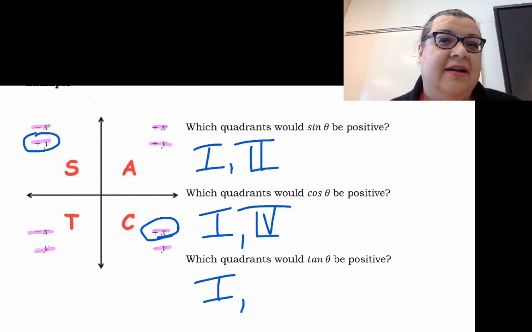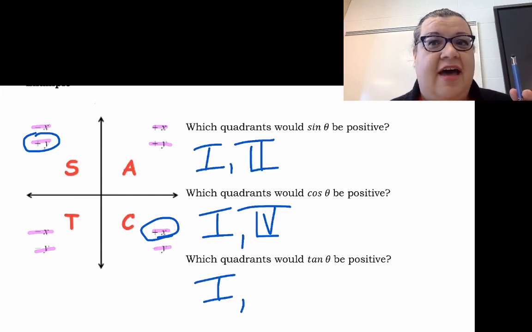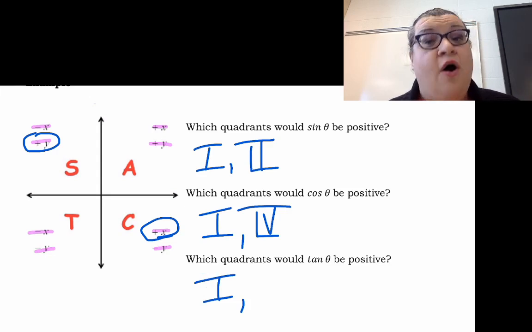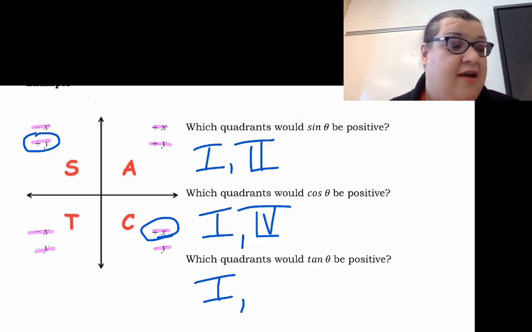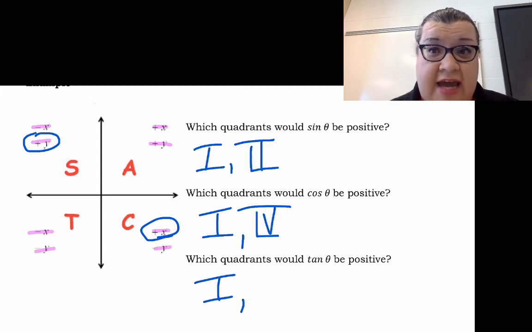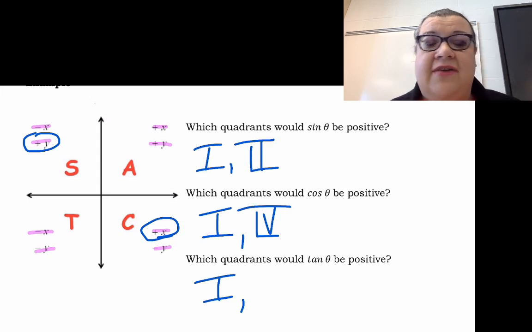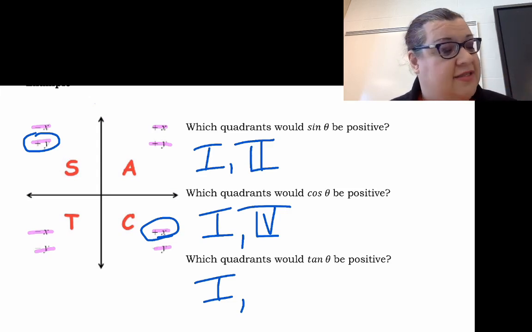But remember, tangent involves the adjacent and the opposite, so both x and y. And the only way to get a positive is for both of your numbers to either both be positive or both be negative. So in quadrant 1, they're both positive. In quadrant 2, one of them is negative, so you'd have a negative tan. In quadrant 3, though, they're both negative. And we saw that in the last question. We had a negative x and a negative y. That gives us a positive tangent.